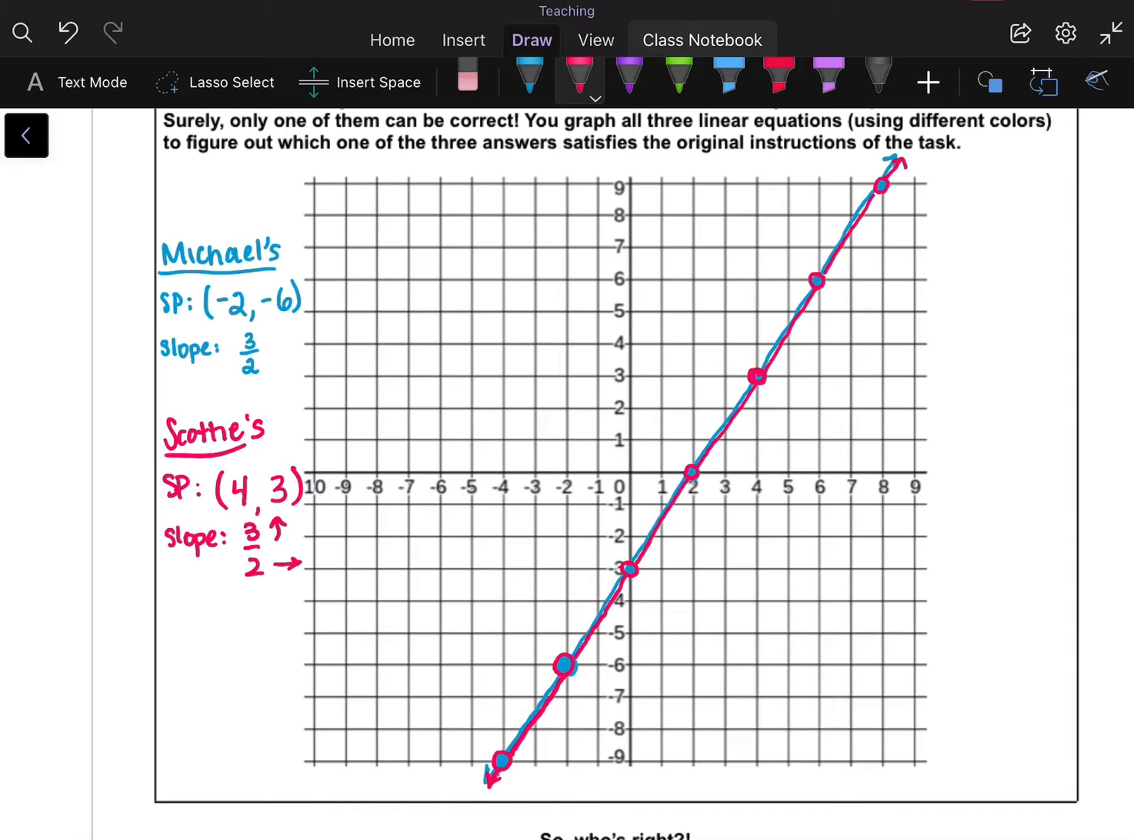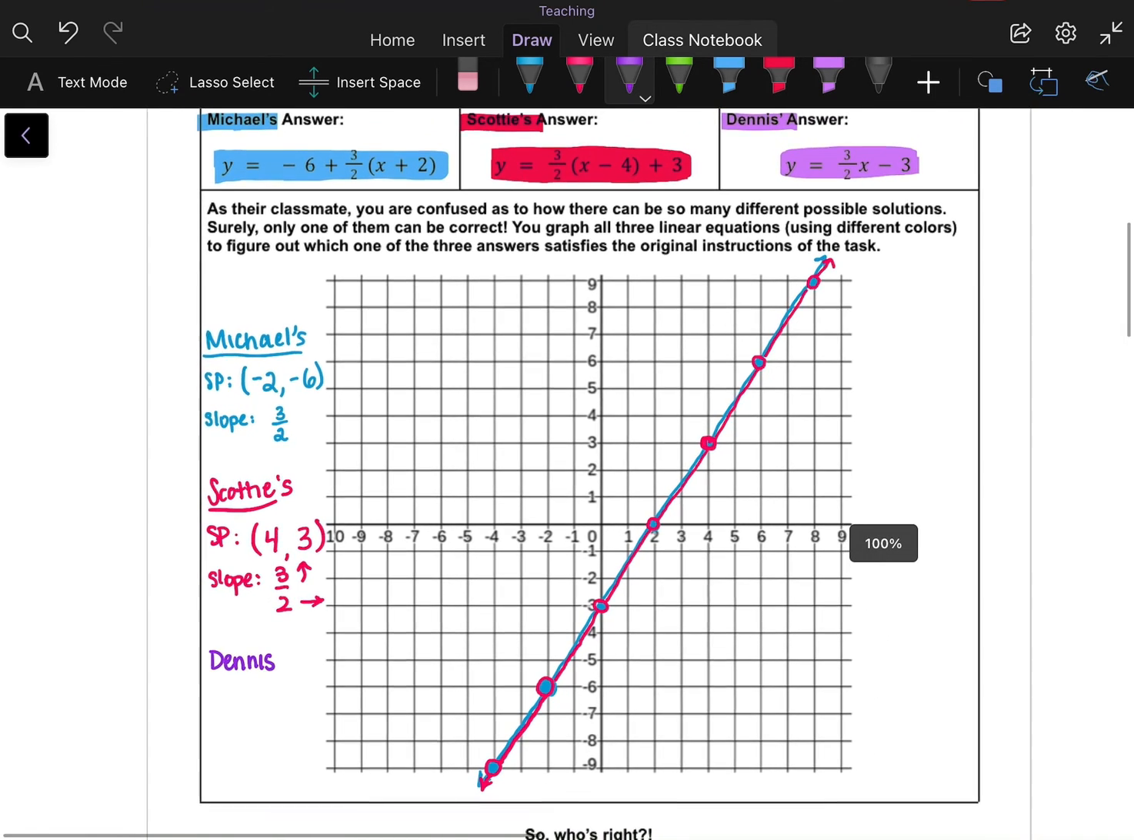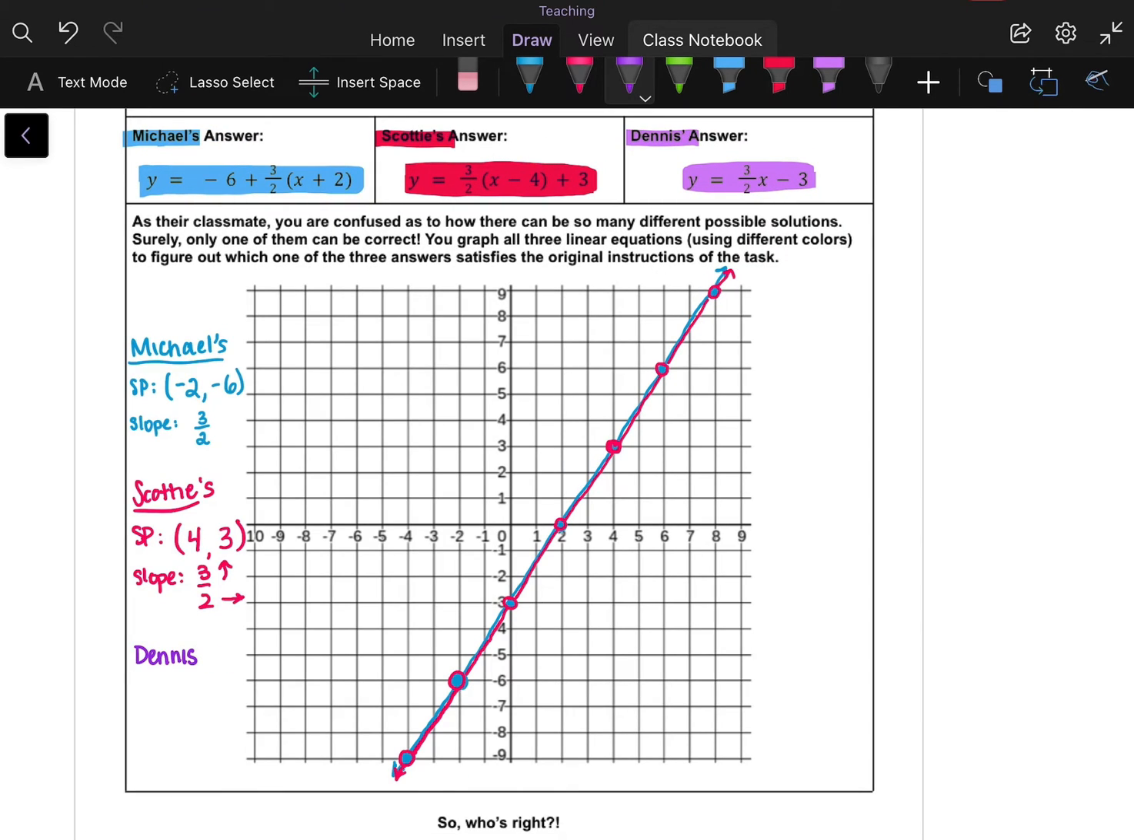Alright, so now we've graphed Michael's and Scotty's equations, so we only have Dennis's left. Let's take a look back at his equation. What's our starting point? Well, you might notice, again, we don't have anything in parentheses with x, so this is actually our slope-intercept form, and since there's nothing with x in parentheses, that just means our starting x value is actually 0, so this gives us our y-intercept. And then our y value to start is -3.